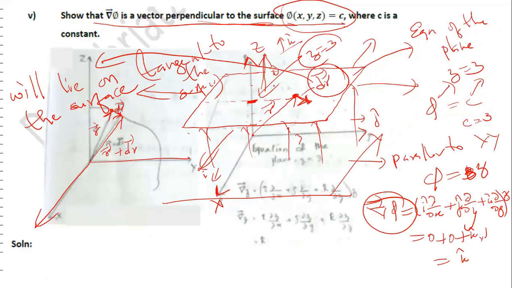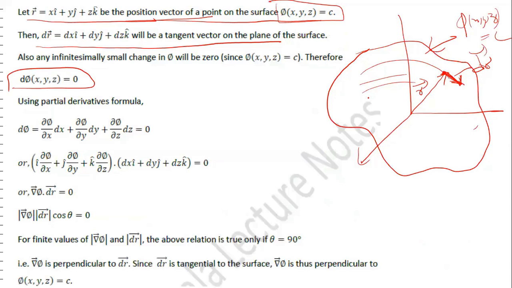Like over here, for this infinite plane, z equal to 3 is the equation of the plane because the z value is constant for every point on the surface. If you move from one point to another point on this planar surface, the z value is always 3. That means the change in z, dz, as you move from one point to another on the surface, is always 0. Similarly, you take any arbitrary surface. It could be a curved surface, a cylindrical surface, or a planar surface. We are just considering any general surface, defined by the equation phi x, y, z equal to c.